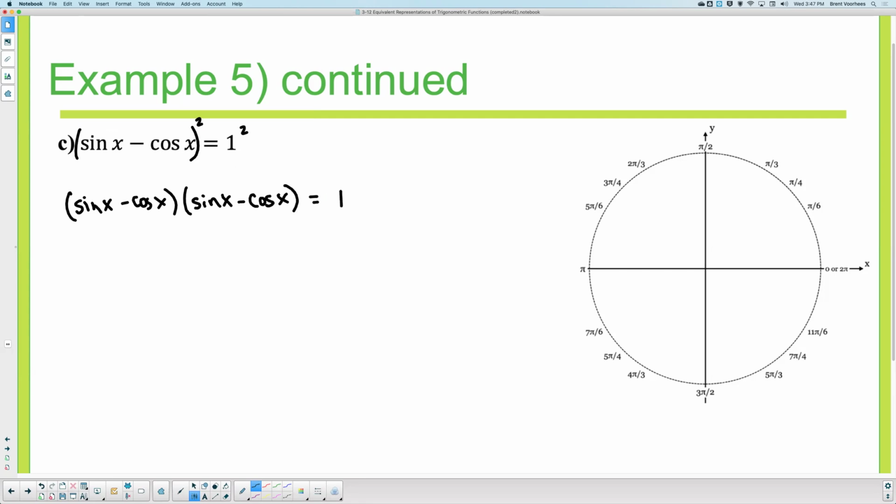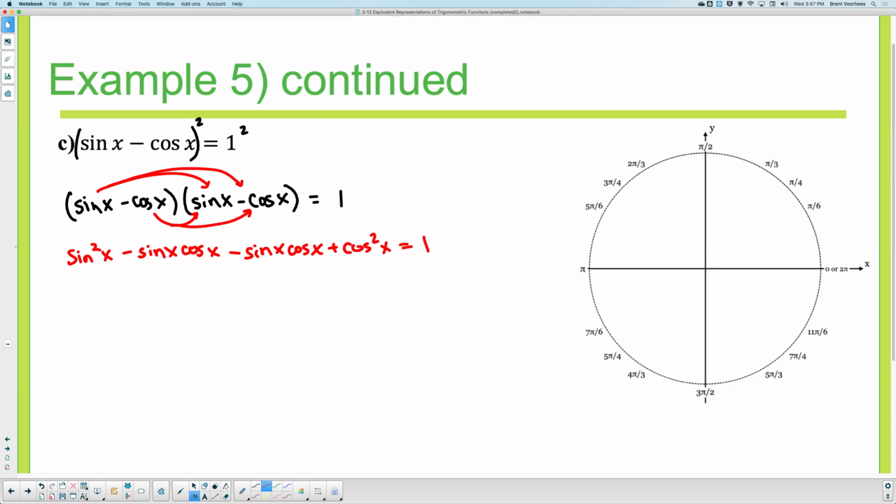This would equal 1. So when I multiply sine times sine, it is sine squared. That's the first times first. Now outside times outside, that's a negative sine x cos x. And then here I'd have a negative cos x sine x. Well, I'm going to switch the order so you can see that they are the same, minus sine x cos x, because multiplying order doesn't matter. And then finally, a negative cosine times a negative cosine is a positive cosine squared x.